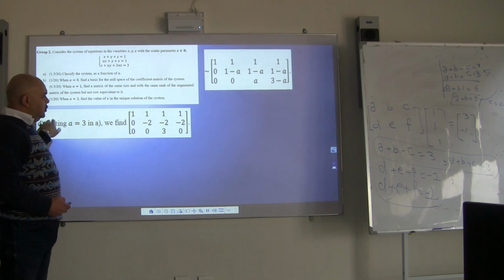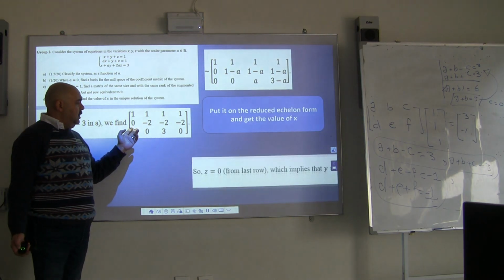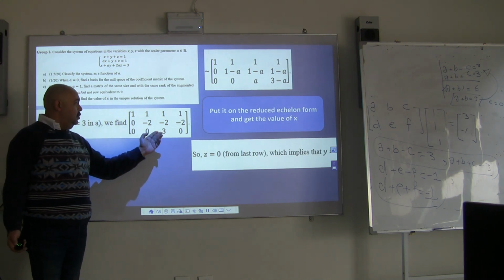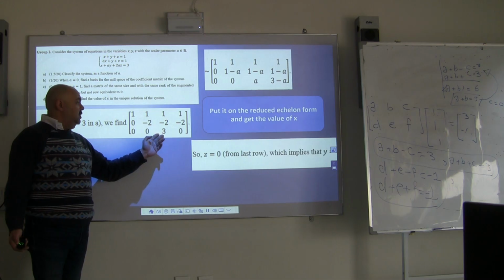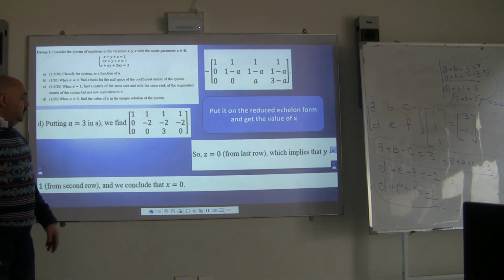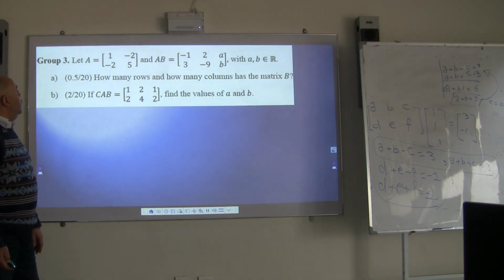If I put A equal to 3, you will have a 3 by 3 system, which can be easily solved, and you will find that the value of z equal to 0. This is the last equation, so 3z equal to 0, which leads to z equal to 0, and you can substitute back and get the values required.